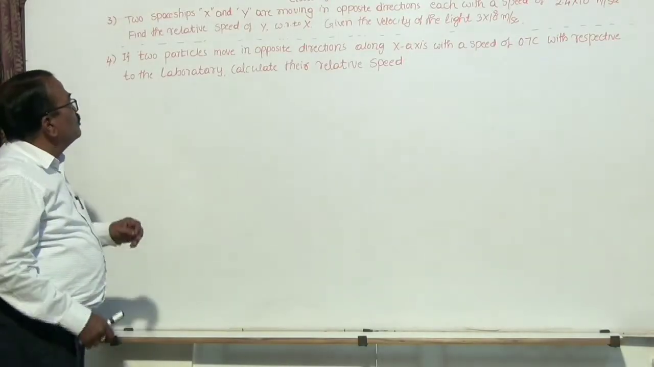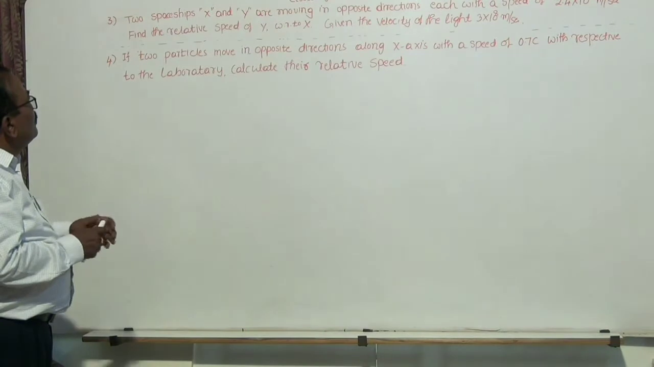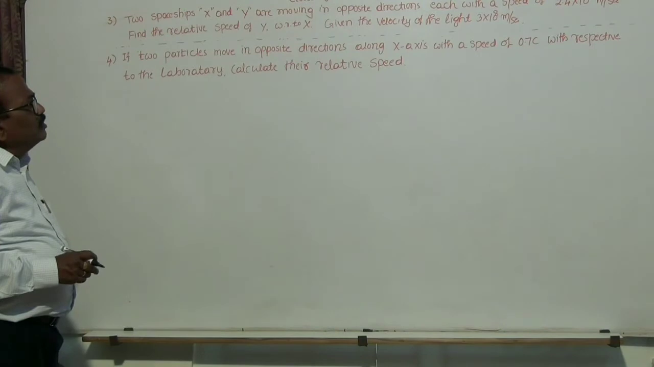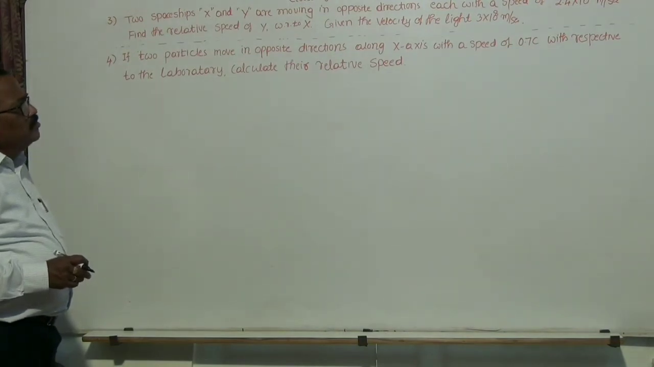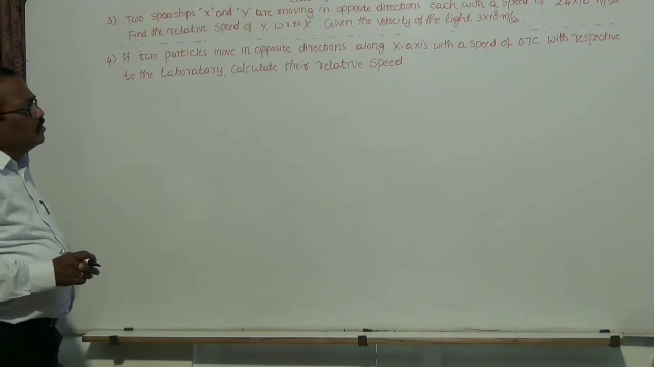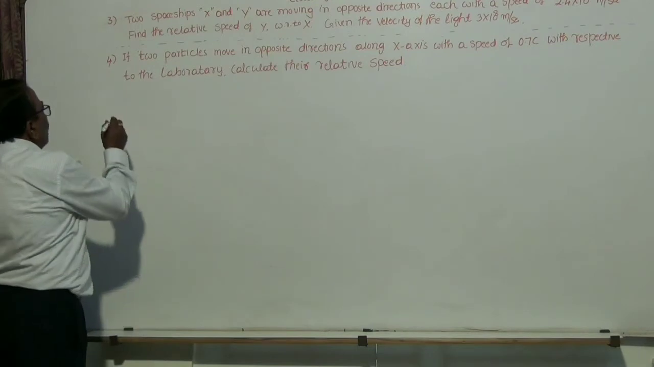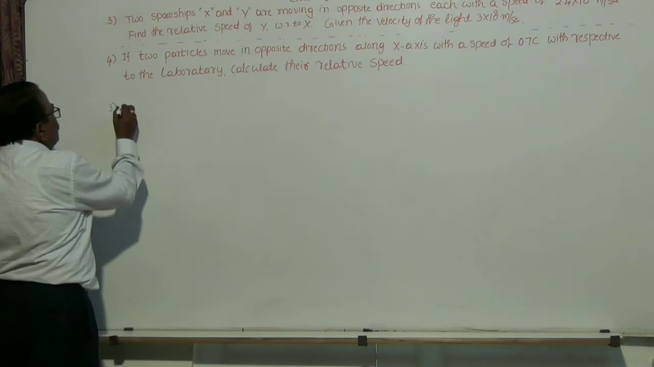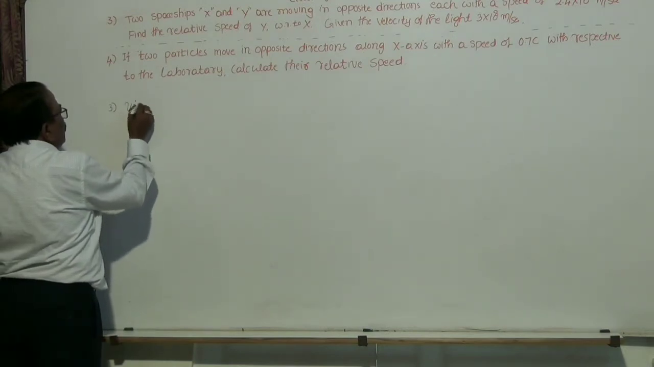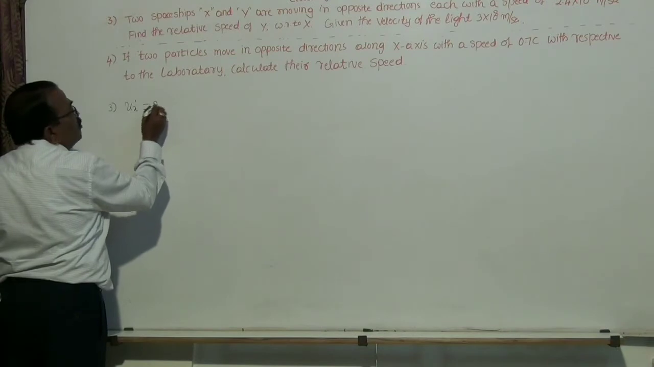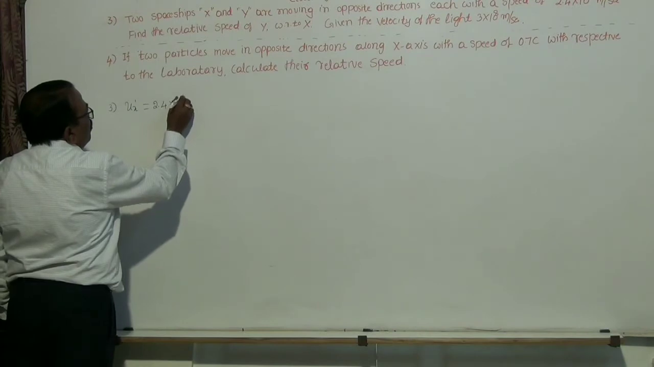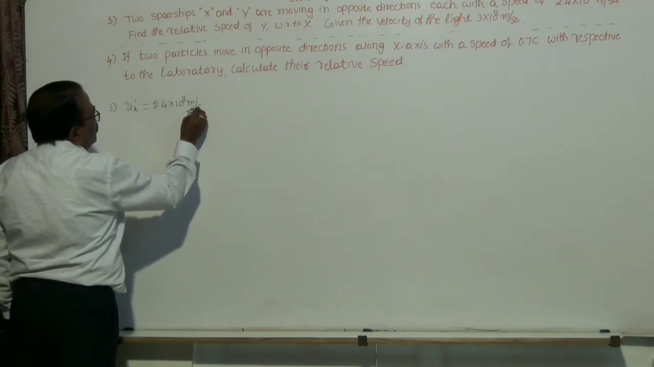Now the third example is: two spaceships X and Y are moving in opposite directions, each with a speed of 2.4 into 10 raised to 8 meter per second. That means here this is ux dash, which is 2.4 into 10 raised to 8 meter per second.